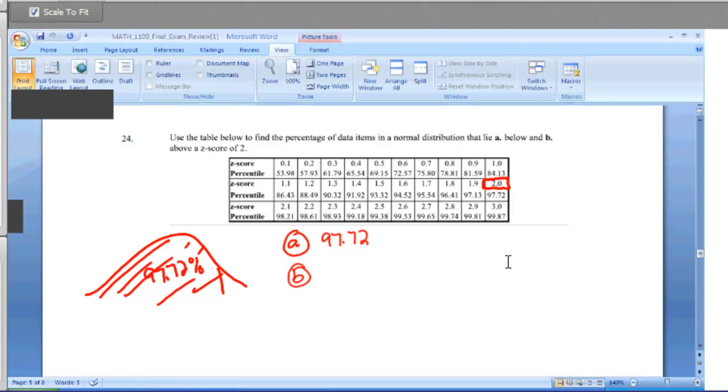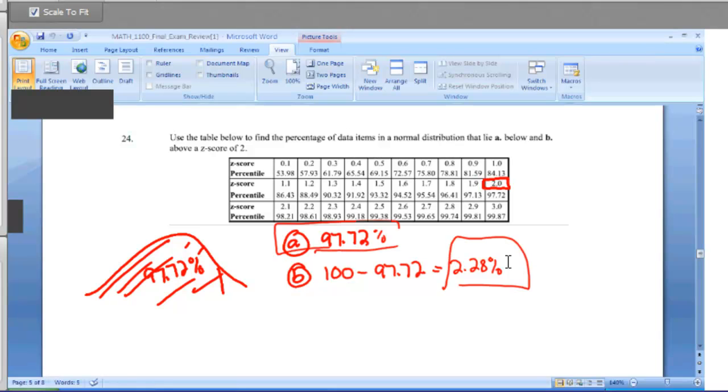And then for B, what's above that, we take 100%, subtract 97.72, and we get 2.28%. So there's our 2 answers.